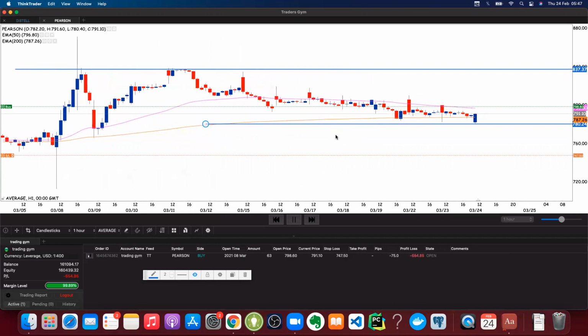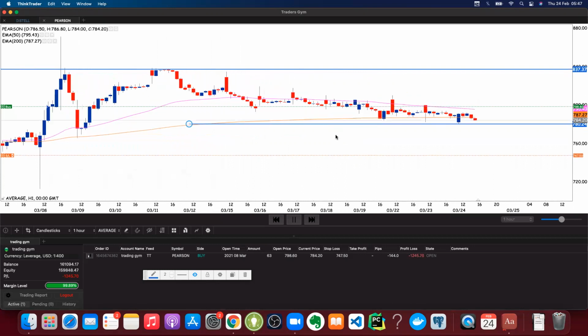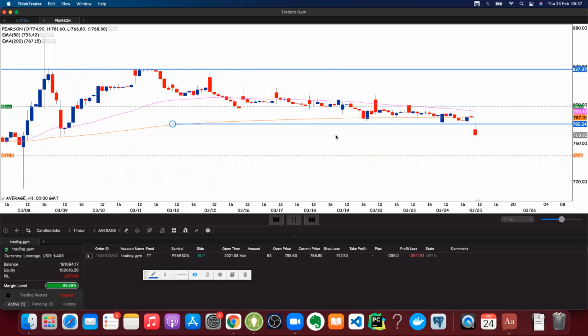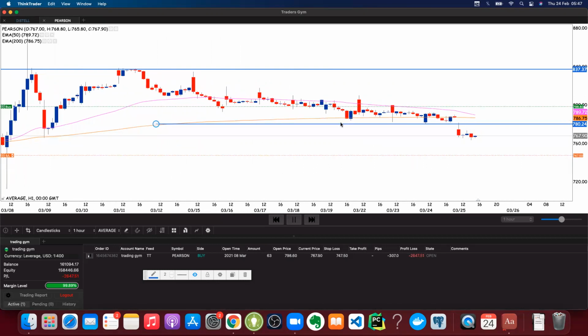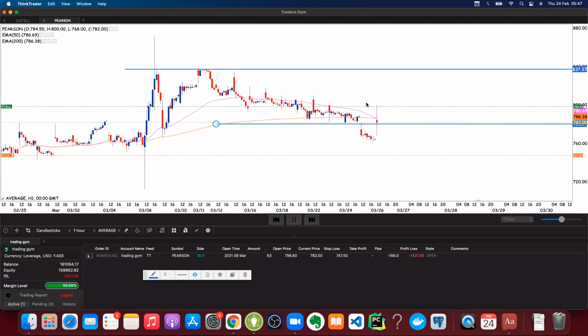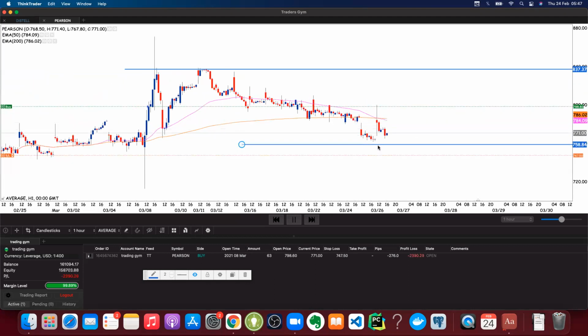Nice position from the 200 holding. Going to be getting stopped there. Or maybe not. Golden cross. I mean death cross. I think we could be getting stopped.